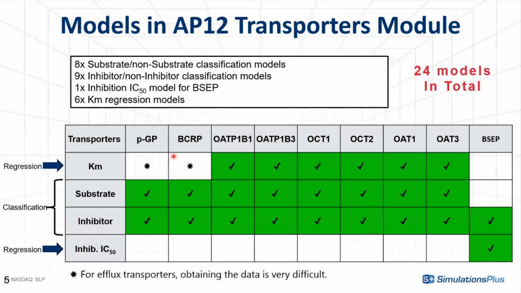Notice that, as I mentioned earlier, we are limited in what we can model primarily just on the availability of data. For example, it's very difficult to obtain KM data for efflux transporters like PGP and BCRP. So again, this is what we have available right now in ADMET Predictor. We're going to jump into the software and show you how these work.